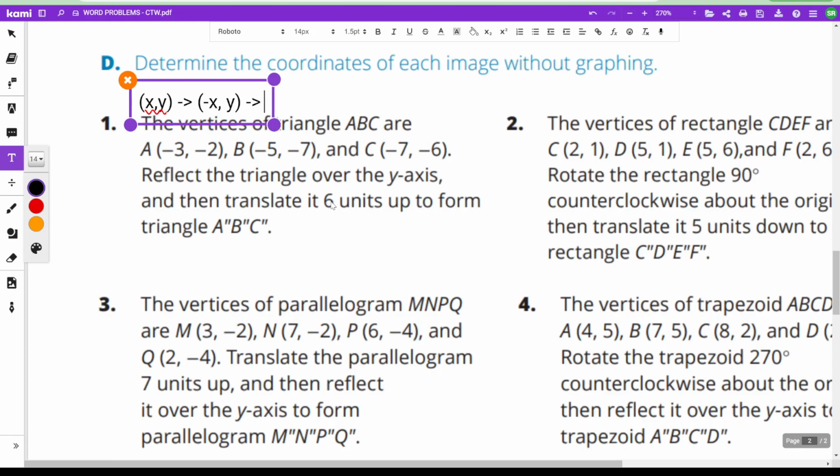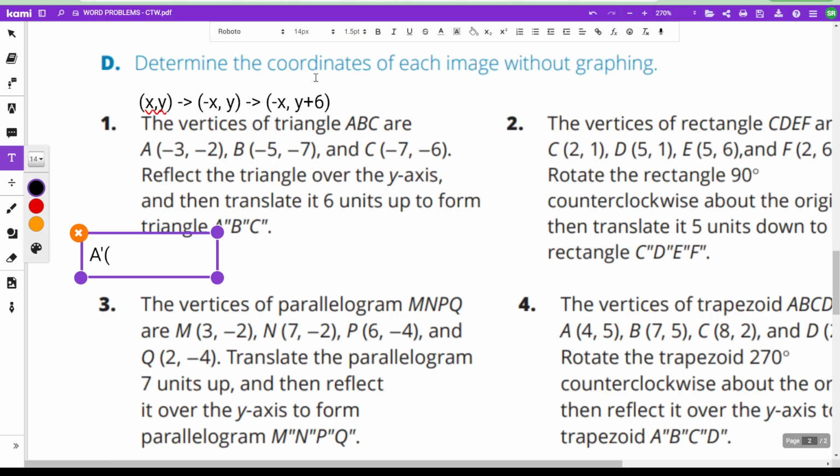And now they want us to translate 6 units up. And what you have to keep in mind is that now we're operating on these coordinates here. And you have to treat this whole expression as if it's our x-coordinate, and this as if it's our y-coordinate. And so when we're translating 6 units up, our x-coordinate is going to stay the same. Our x-coordinate is now negative x, so it's going to stay negative x. And we're going to add 6 units to our y-coordinate, so that's going to be y plus 6. All right, so now we can use this to take our original coordinates A, B, C directly to our new coordinates, A double prime, B double prime, C double prime. Okay, so let's go ahead and do that.